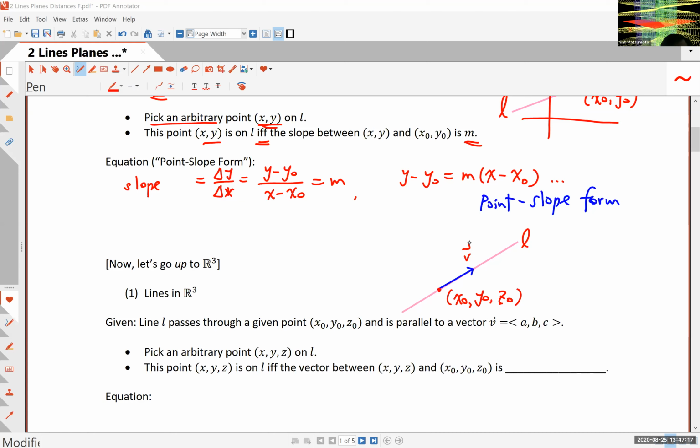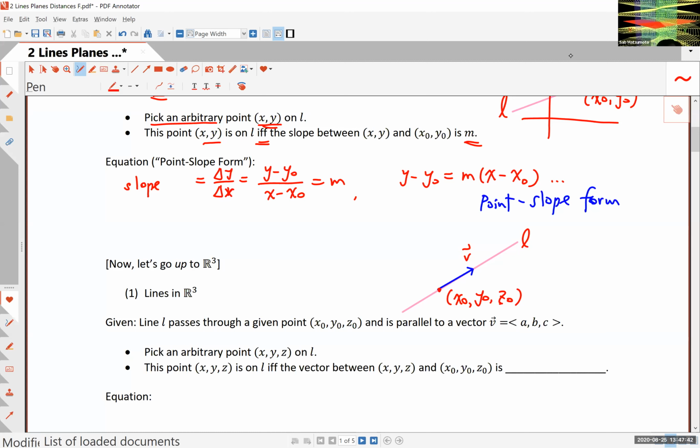And it looks like something happened to my picture on the screen. Hold on a second. Okay, so this is the picture. Now we would like to define or come up with equations that would describe this line L. Okay, we do the same thing.